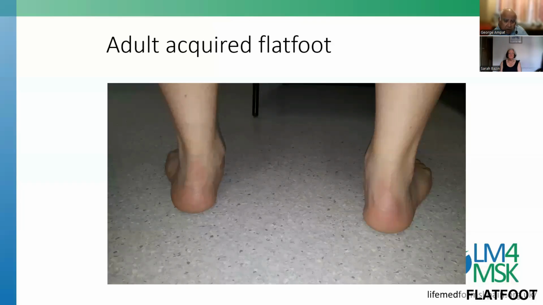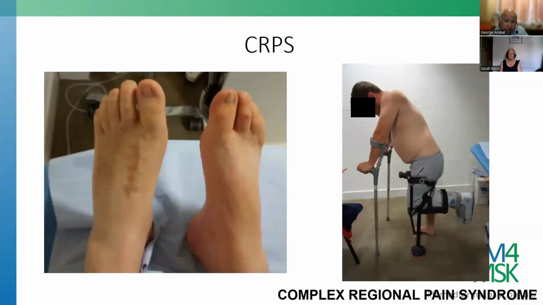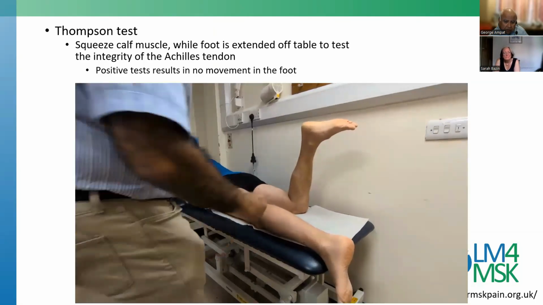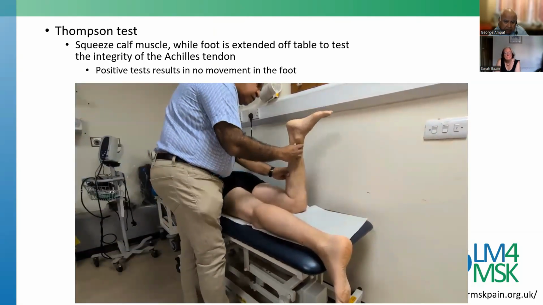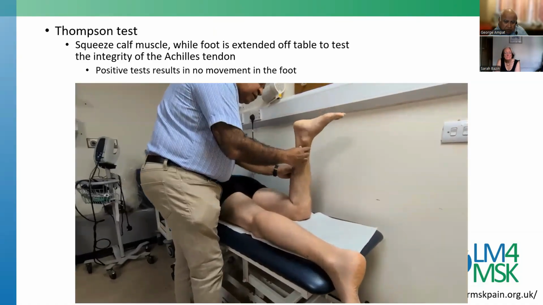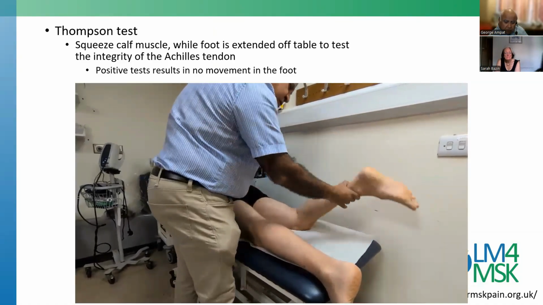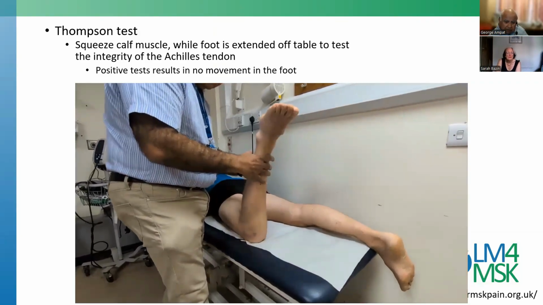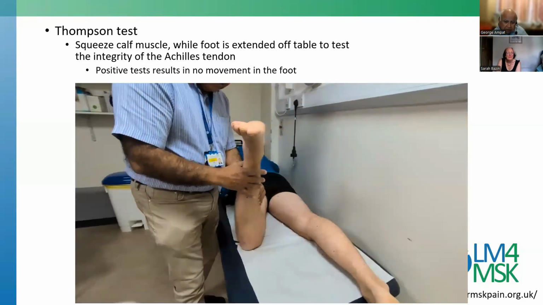We looked at acquired flat foot where the posterior tibial tendon was weakened. And we looked at chronic regional pain syndrome, where just one surgery or one injury can cause severe pain, and that pain can be very disabling. We looked at how to examine a tendo-Achilles rupture. When there is no rupture, the foot moves very well when you squeeze the calf, but when there is a rupture, it doesn't. So this foot has a rupture, it doesn't move down.